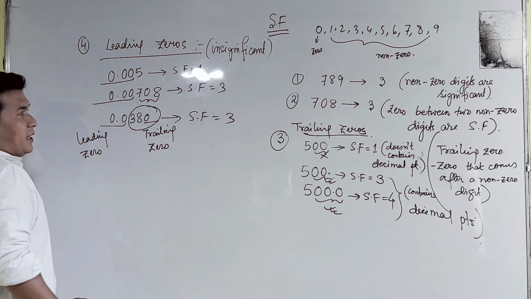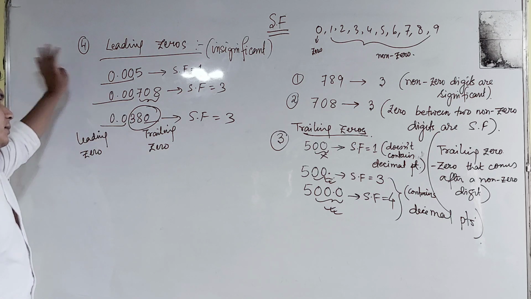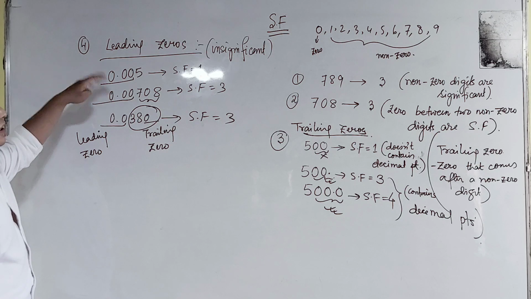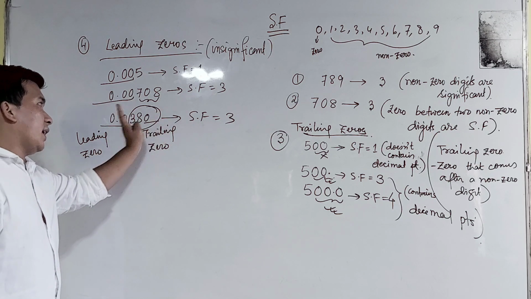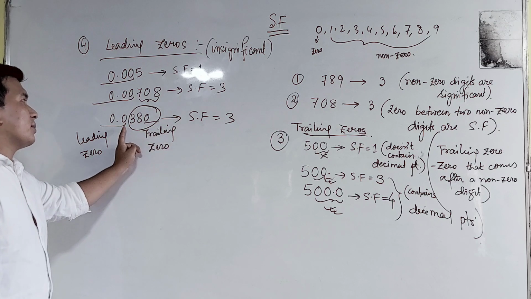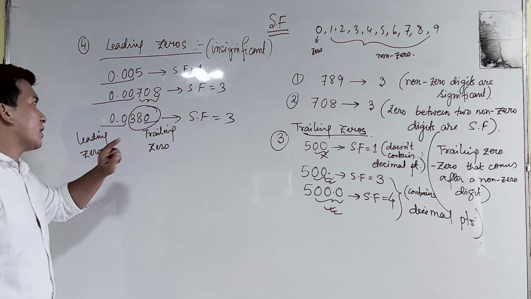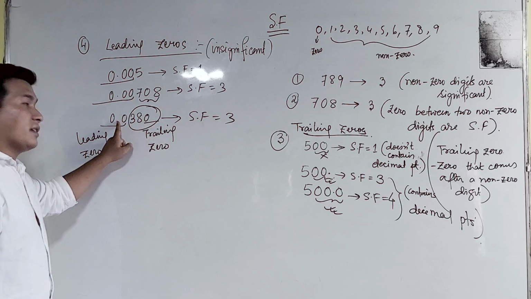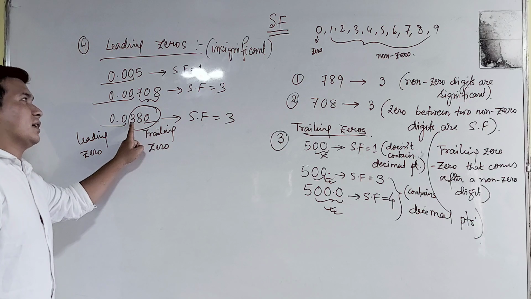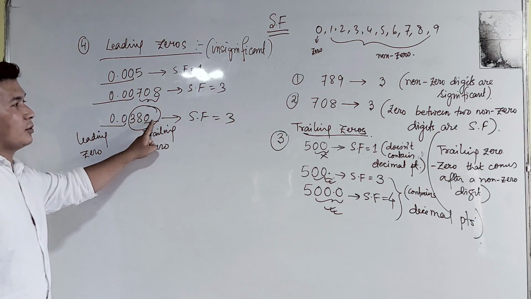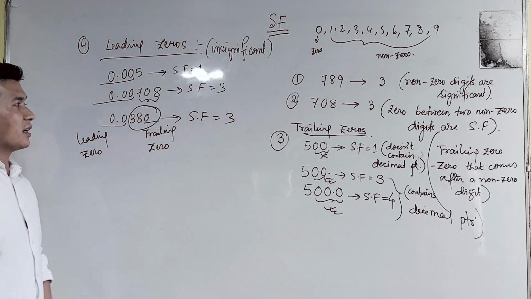See, the leading zeros we will skip, because they are insignificant. The zeros at the end after the decimal point are known as trailing zeros. These trailing zeros will be counted because the number contains a decimal point. The 3 will be counted, the next digit will be counted, and the 0 will also be counted. This will be 3. Understood?